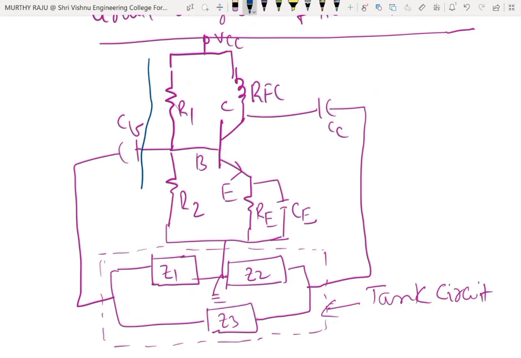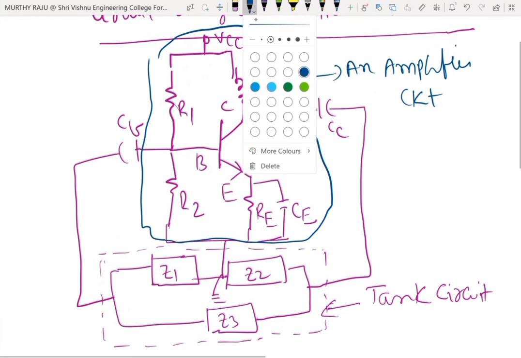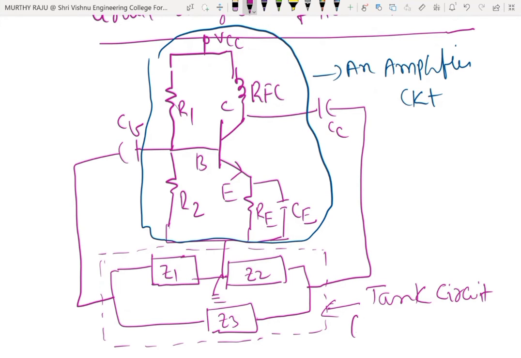This one is an amplifier circuit. This one, the tank circuit, is also called the feedback network.